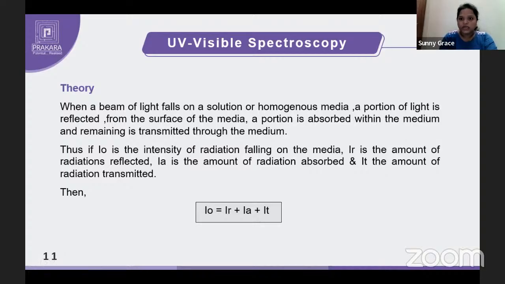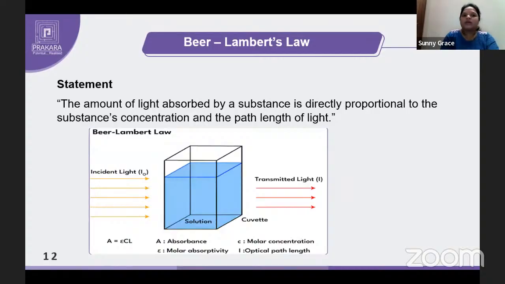explained in detail with one law that is known as Beer-Lambert's law. What does Beer-Lambert law state? The amount of light absorbed by a substance is directly proportional to the substance concentration and the path length of the light. So the absorbance A is equal to epsilon C L, that is directly proportional to the concentration, L is the path length, and epsilon is the molar absorptivity. If you see here, I naught is the incident light, some of it is absorbed and some of it is transmitted. Generally we don't talk about the reflected light.